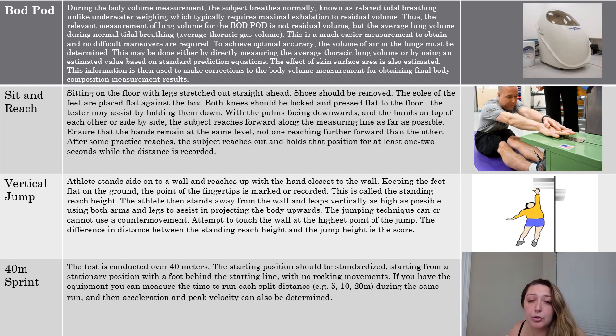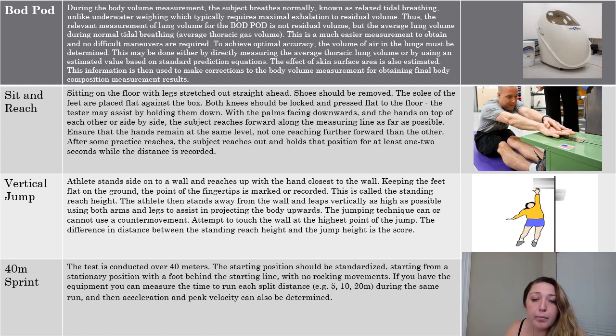Sit and reach test tells you how to perform it. So you just sit with your legs straight out. Your shoulders should be relaxed and the soles of your feet are placed flat against the box. So both knees should be locked and pressed flat to the floor. And then you may be pushing yourself to see how far your hamstrings will allow you to go forward.